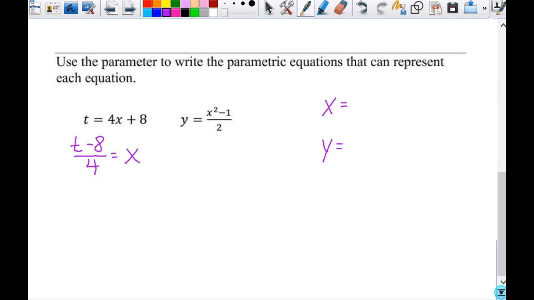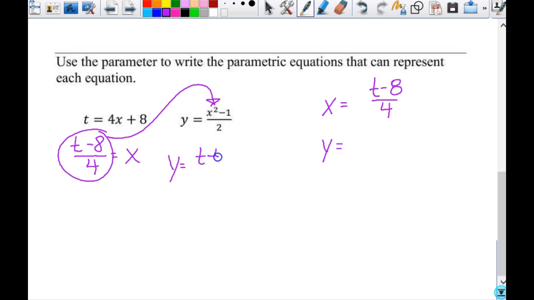We're good? All right, so x equals t minus 8 over 4. We could simplify that, but I'm just going to leave it like that for now. Then we're going to take it and we're going to substitute this in here for x. It's kind of the opposite of eliminating the parameter like we looked at yesterday. So we're going to get y equals t minus 8 over 4 squared minus 1 all over 2.